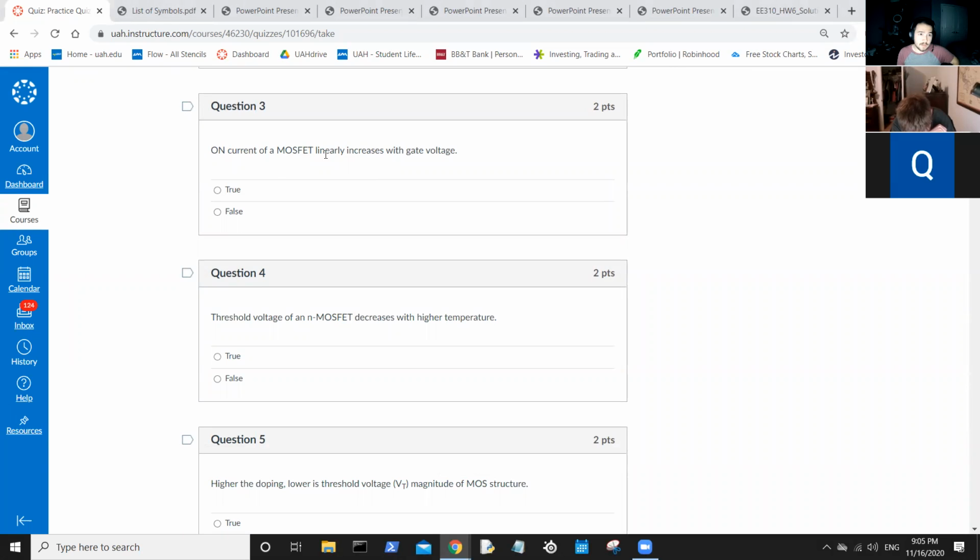On current of a MOSFET linearly increases with gate voltage. No, this is false. That's exponential. I remember this. Yeah, so I'm sure there might be an equation or relationship somewhere, but I doubt we'll ever have to calculate it necessarily.